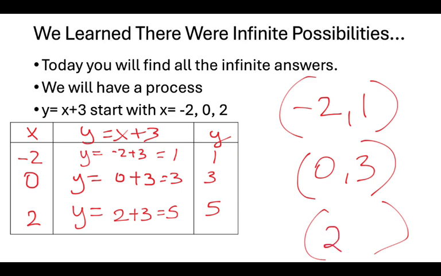Yes, 1, 3, and 5 are all my y values. 1, 3, 5. That's right. And my ordered pair for this one is 2, 5.